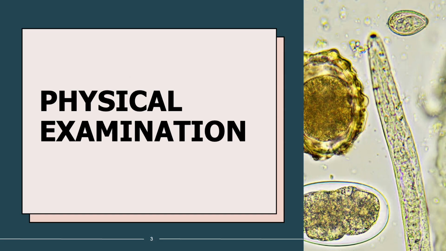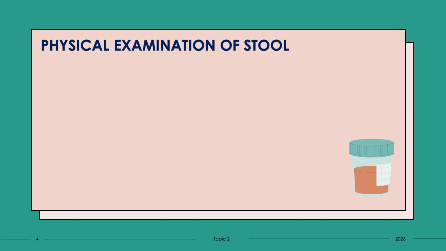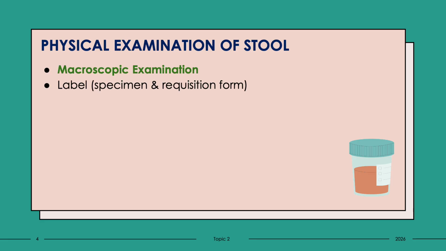So let's talk about the physical examination. The physical examination of stool is also known as macroscopic examination. This is the physical observation of the color and consistency of the stool sample. Make sure that once you receive the stool specimen in the laboratory, the details, specifically the label of the specimen container, match the details in the requisition form.